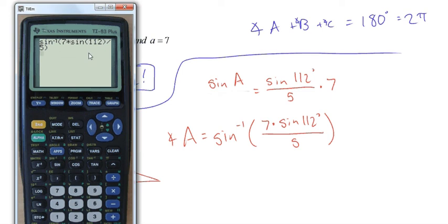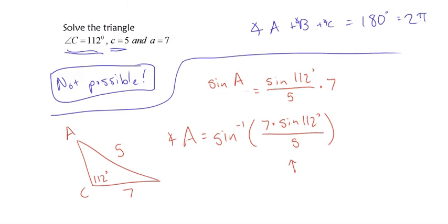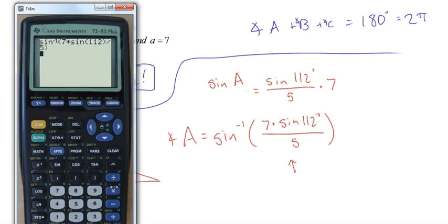We can't get the inverse sine of this number because, well, let's just hit the stuff inside the parentheses. I'm confusing myself, because it's not possible. So what is 7 times the sine of 112 degrees, and then that divided by 5? And that value is greater than 1.